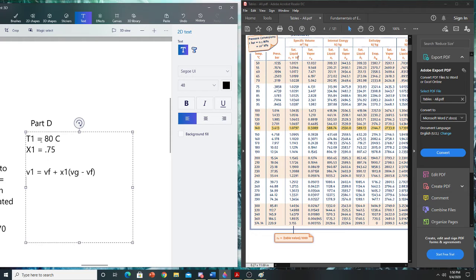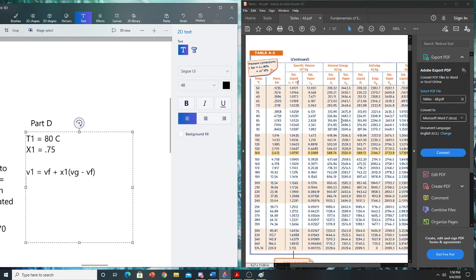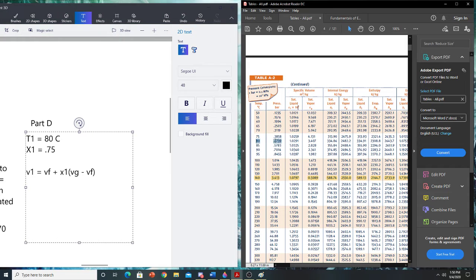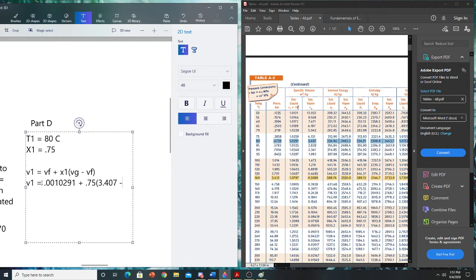And so we have to go down to the 80 degrees Celsius part in the temperature table. We went down to 80 degrees Celsius, which is this line right here. If you look here, we have saturated vapor Vg of 3.407. We have a saturated liquid of 0.0010291. So I'm going to go ahead and fill that in. 0.0010291, times our x value of 0.75 times our Vg value of 3.407, and then subtract off what we did at the other one as well, the Vf value. And let me extend this really quick. Okay.